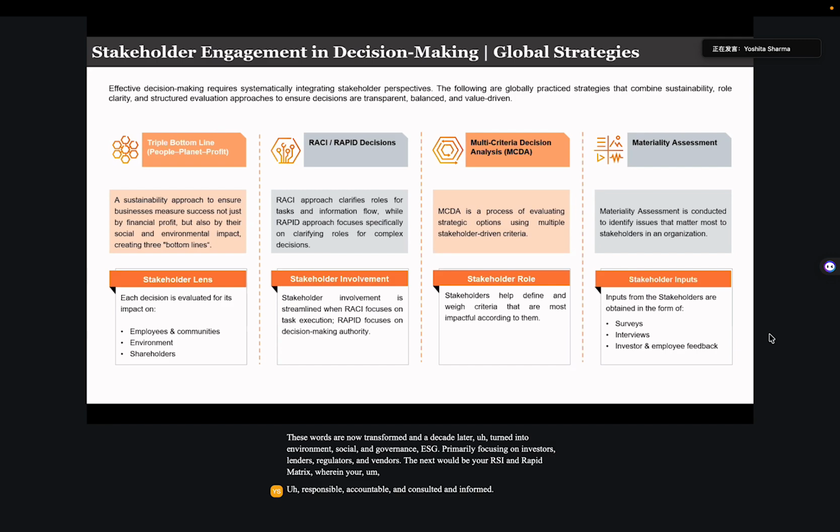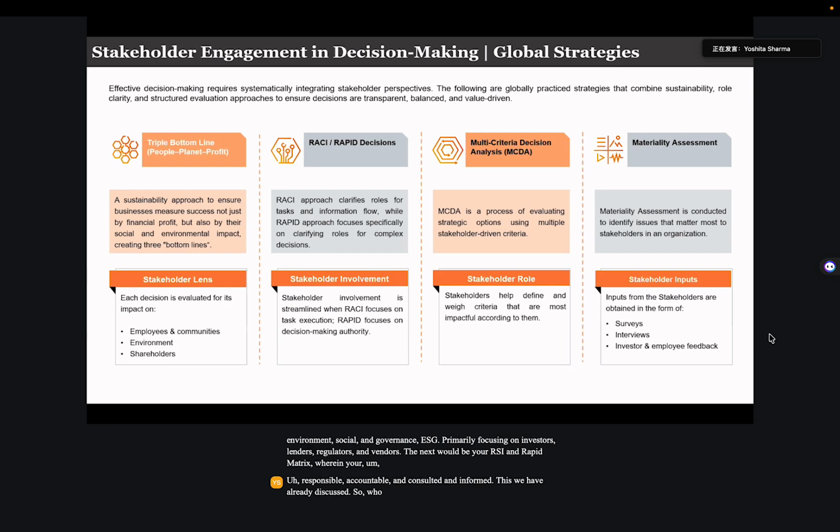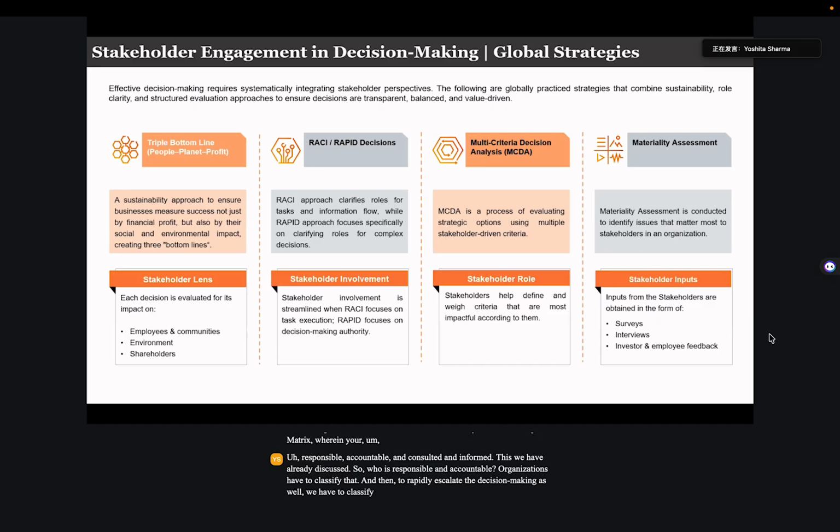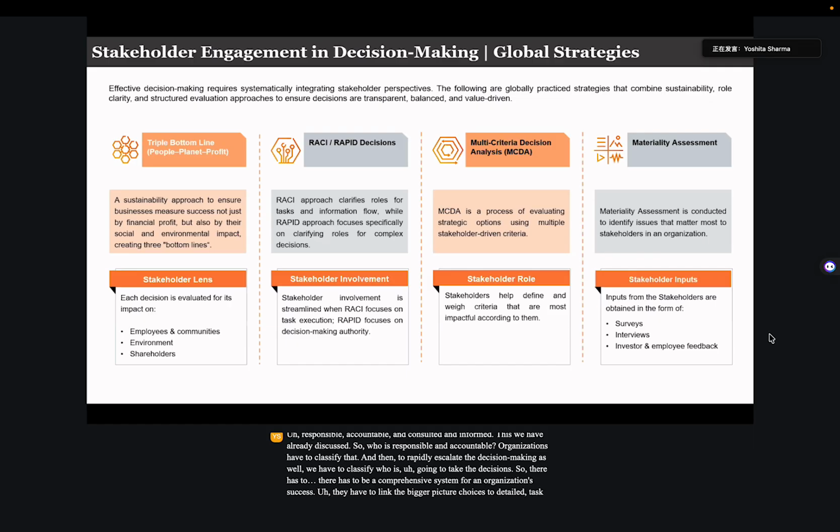This we have already discussed. So, who is responsible and accountable? Organizations have to classify that, and to rapidly escalate decision making as well, we have to classify who is going to take the decisions. So there has to be a comprehensive system for an organization's success. They have to link the bigger picture choices to detailed task-oriented ownership, ensuring accountability and smooth workflow.